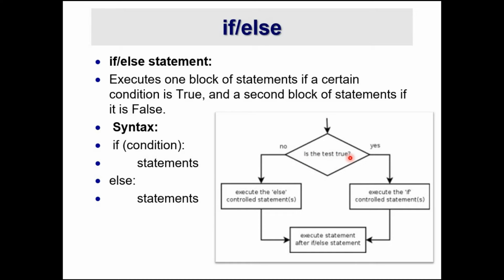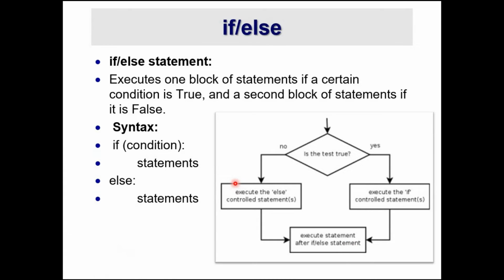Is the test true? If it is true, then execute the if control statement. If it is false, then execute the else control statements. So this is the concept behind it. If the condition is true, we execute the if control statement, and if the condition is false, it will execute the else control statement. Then they both move to the statement after the if else statement. They get out of this if else clause, and after that the rest of the code will be executed.